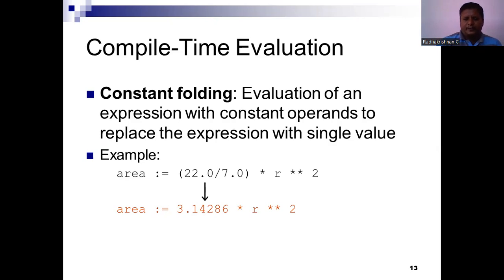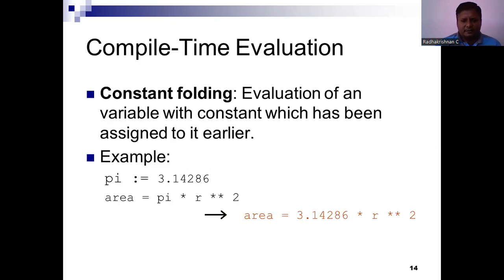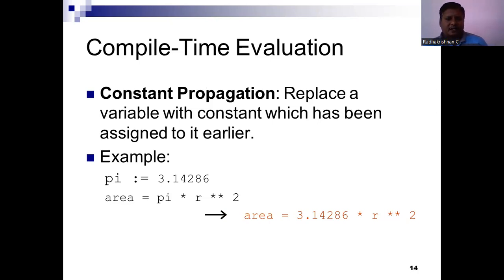That is the concept of constant folding. In terms of constant propagation, we know the pi value, and area is equal to pi r squared. We can directly use the variable value in the corresponding equation. That is the concept of constant propagation: replace a variable with the constant which has been assigned to it earlier. The constant values are directly used in the equation.